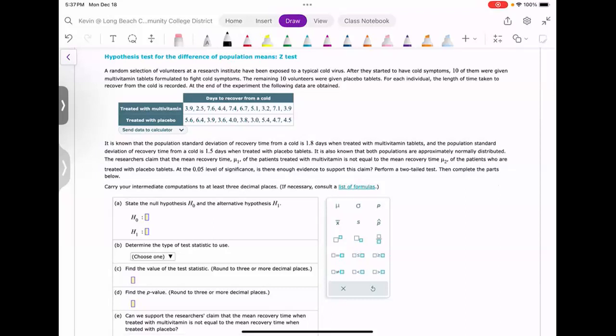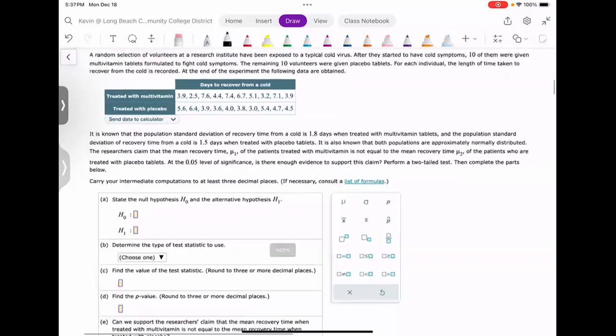So here's our next one. A random selection of volunteers at a research institute have been exposed to a typical cold virus. After they started to have cold symptoms, 10 of them were given multivitamin tablets formulated to fight cold symptoms. The remaining 10 volunteers were given a placebo. For each individual, the length of time taken to recover from the cold is recorded. At the end of the experiment, the following data is recorded.